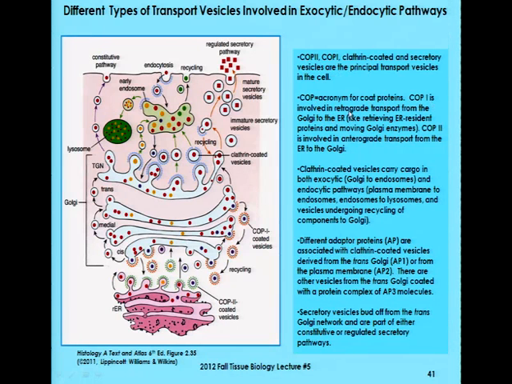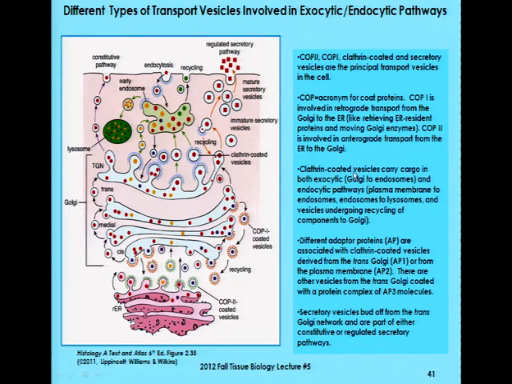COP1 is involved in the retrograde transport from the Golgi to the ER. So these vesicles will move proteins from the Golgi back to the ER. The COP2 vesicles are involved in the forward movement of proteins from the ER to the Golgi.